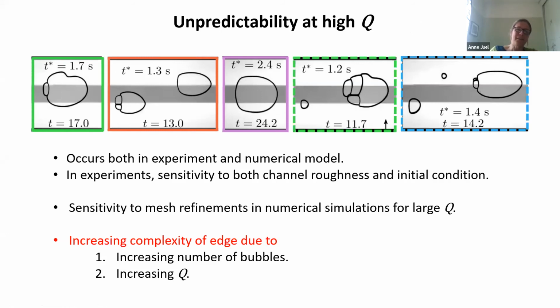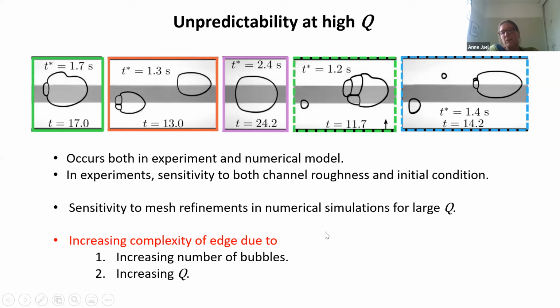So you can get an oscillating bubble in one case, a compound bubble. You get 2 separating bubbles, apparently stable, in one case, in this purple case, and then you get a sort of fragmentation of bubbles where essentially the main bubble reaches some form of steady state, but it's losing volume through small pieces that are being left behind. And interestingly, this type of sensitivity occurs both in the experiment and in the numerical model. It's really there in both cases. In the experiment, we can track it back to both channel roughness and initial condition.